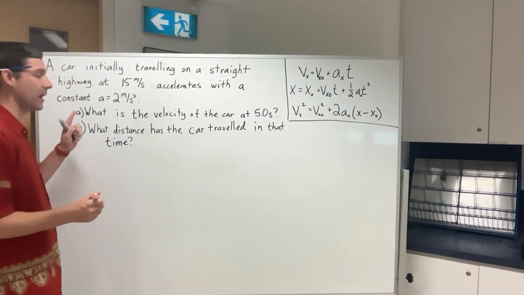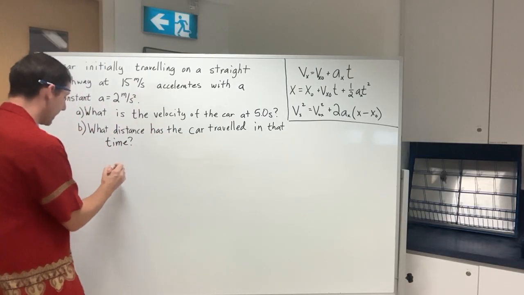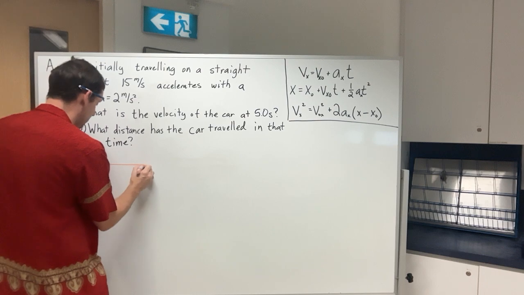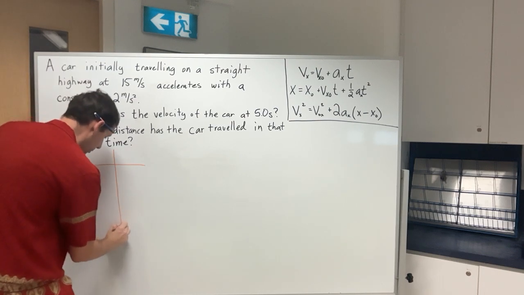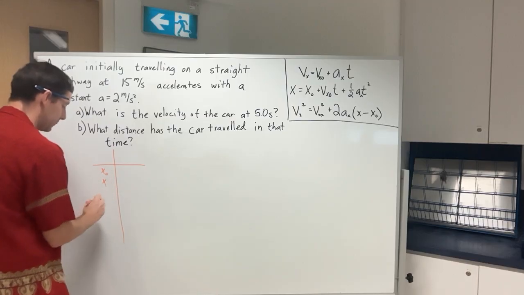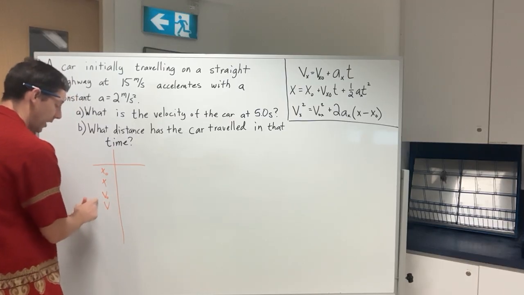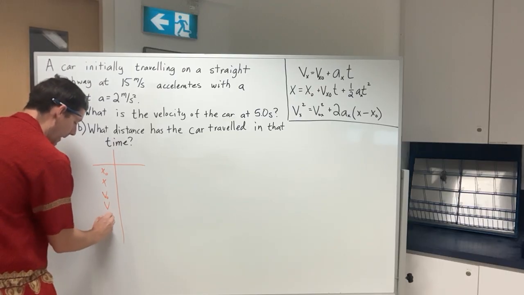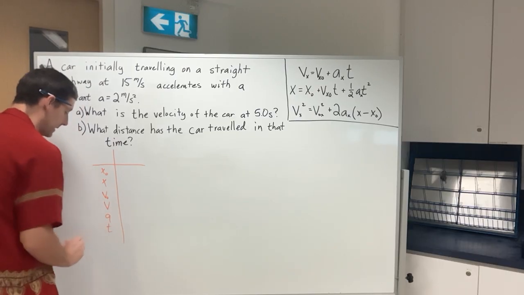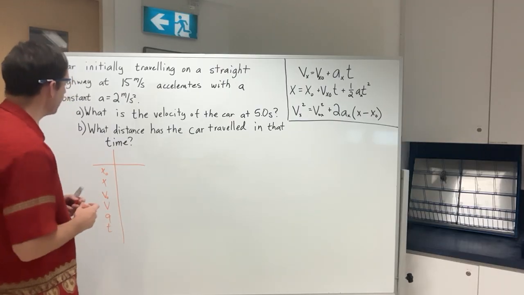We're gonna start with letter A. The first thing that I would do, especially as you're starting out, is take the time to write out the table. Okay? So we've got X naught and X, initial position, final position. V naught and V, initial velocity, final velocity. A and T. And so we're gonna figure out what information do we have? What do we know from the beginning?